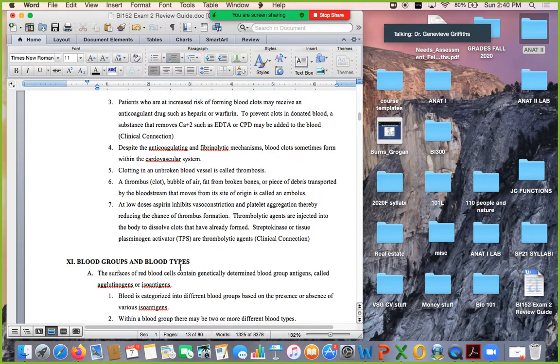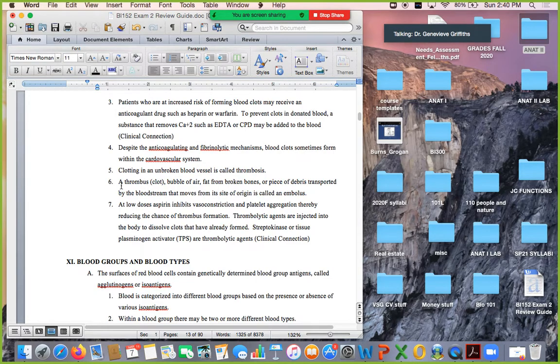Now, if we end up with clotting in an unbroken blood vessel, that's called thrombosis. And we might hear the word deep vein thrombosis, right? Or DVT, and that's basically what happens when the deep veins of the lower limbs are going to end up with clots in them. And then they can throw that clot or dislodge that clot, which can then, depending on where it ends up lodging, lead to a heart attack or a stroke.